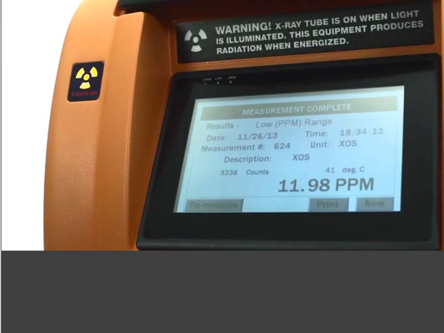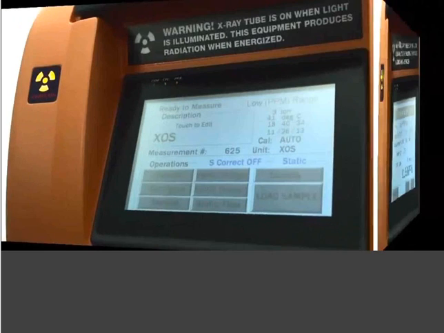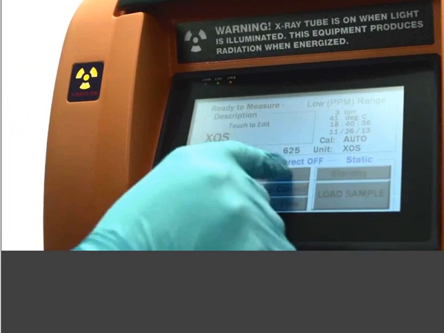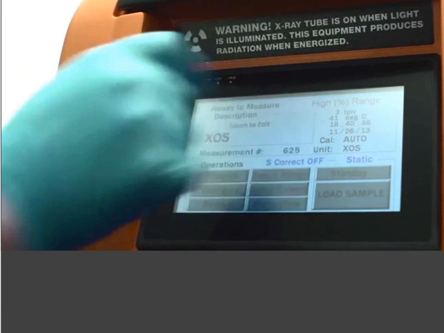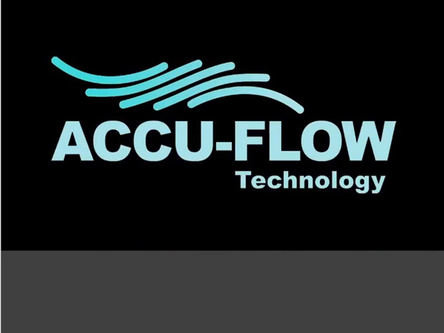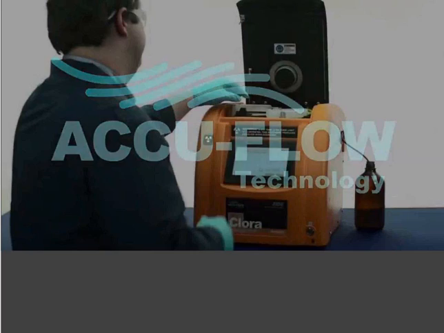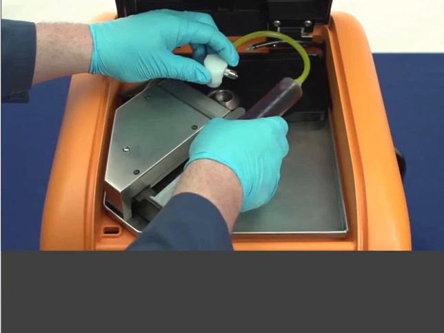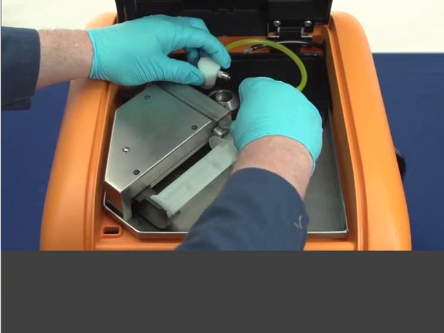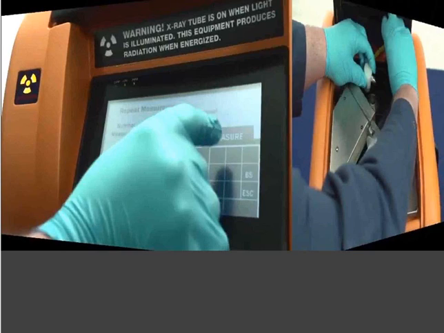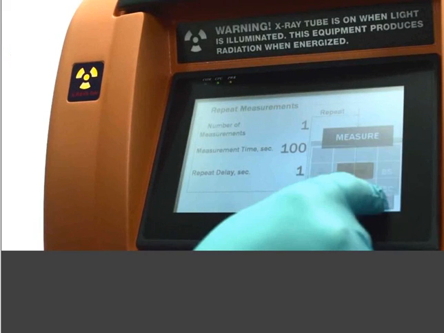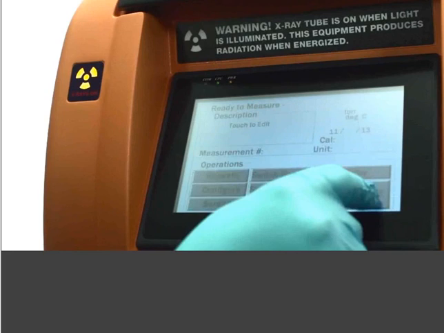Like all XOS benchtop analyzers, the Clora also allows you to measure from sub-ppm level up to % weight levels. By applying AccuFlow technology to an XOS benchtop, as seen here on the Clora analyzer, we can eliminate the settling of particulates in the sample, resulting in an increased level of accuracy that surpasses traditional benchtop analysis.